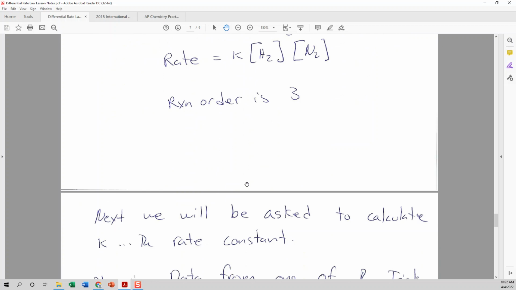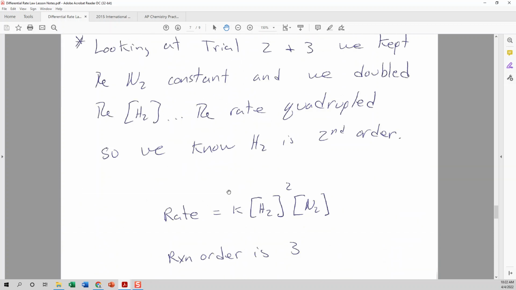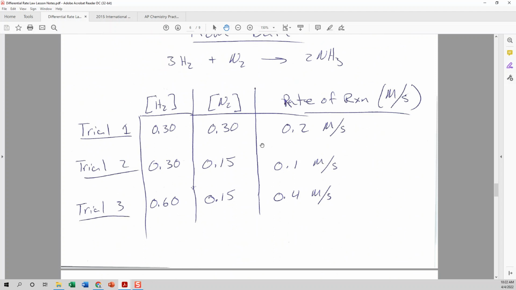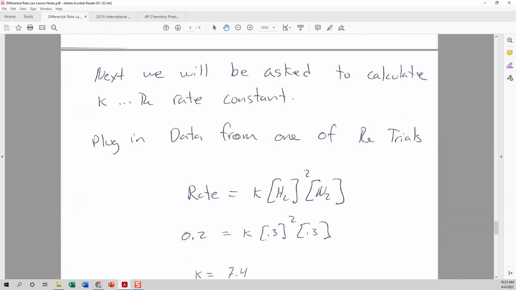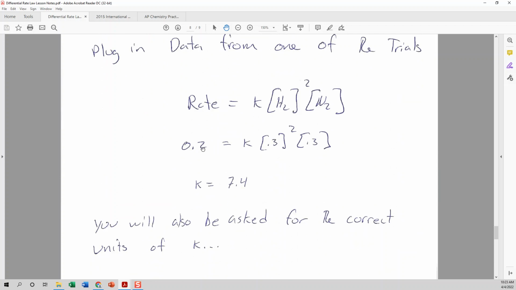All you have to do there is go back to your trial data and just pick one trial. It doesn't matter which trial you pick, but let's just pick trial 1 and plug this into the rate equation and solve for k. You have the rate, you have the concentrations, so plug them into the rate equation and solve for k. So we would say 0.2, the rate, equals k times 0.3 squared times 0.3, and we just solve for k. So k comes out to be 7.4 in this case.